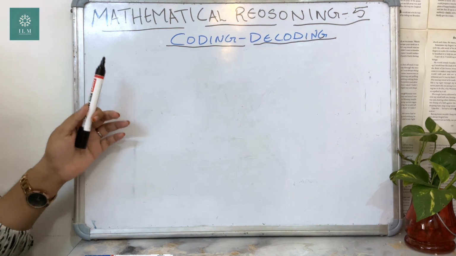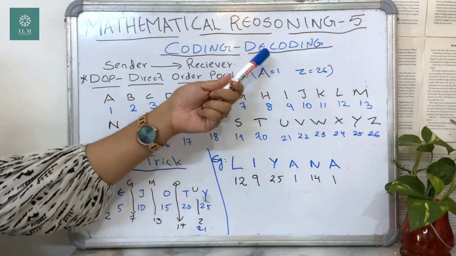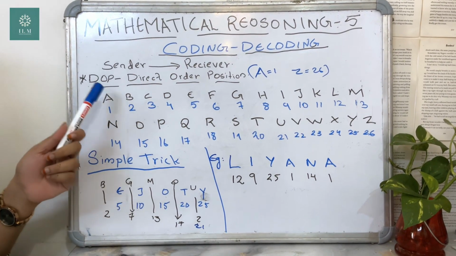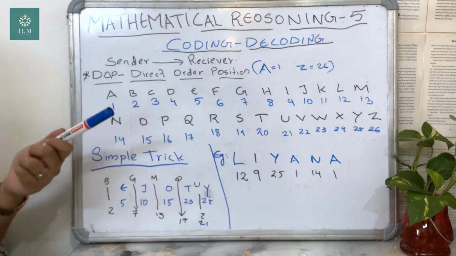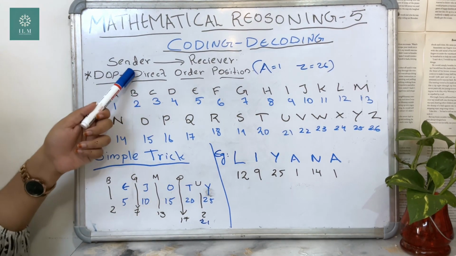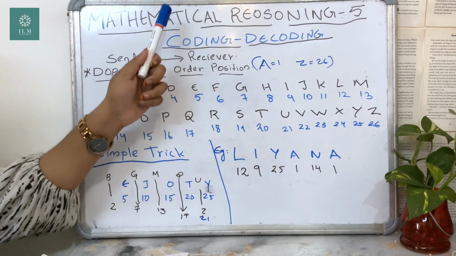So, in this chapter, the first topic that we are discussing is coding and decoding. Coding and decoding is the first portion in this unit. Generally, coding and decoding is used to send some important information from one person to another. So, there will be a sender and a receiver. The sender will be coding and the receiver will be decoding.